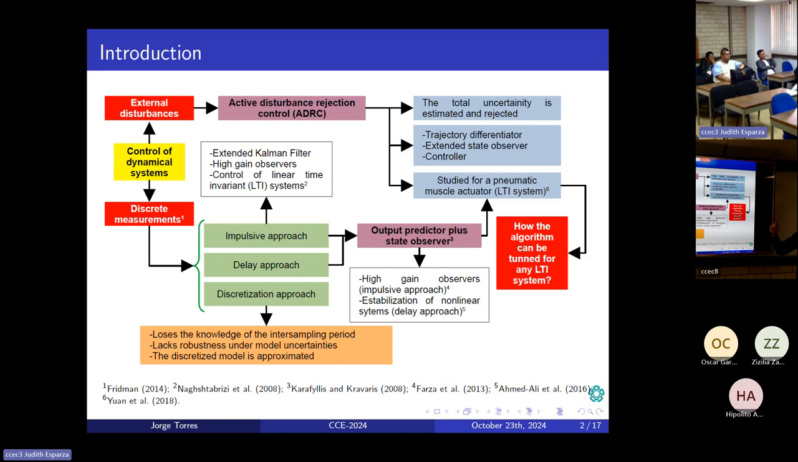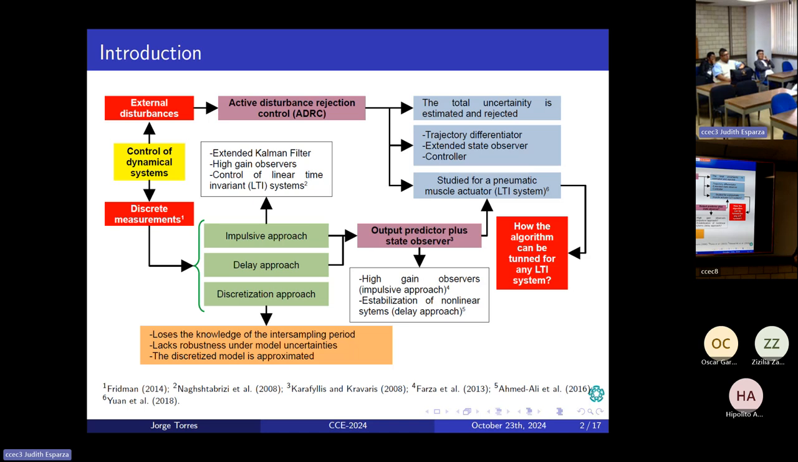Another approach is the delay one, which treats the discrete measurement in the output as a delay. And finally, an impulsive approach where a continuous model is coupled with the output in discrete time. Many algorithms exist for this task, but one of the most recent and studied is the output predictor plus state observer, whose main idea is to predict the behavior of the output between the intersampling period.